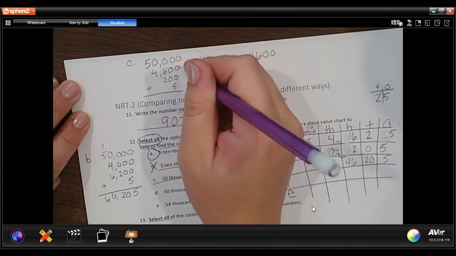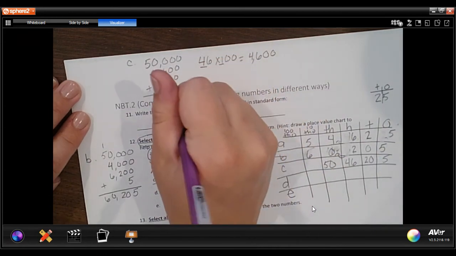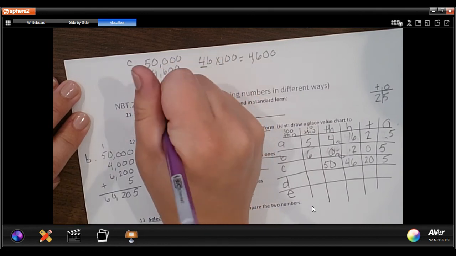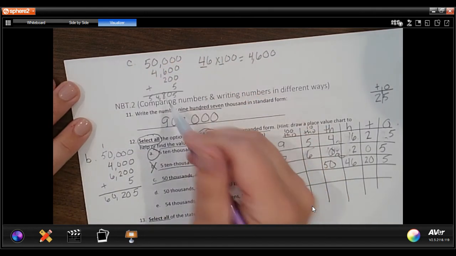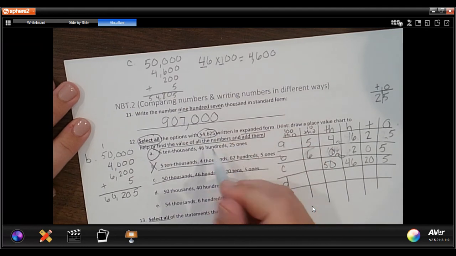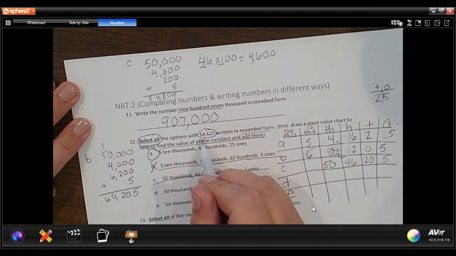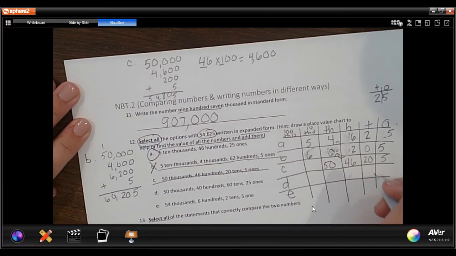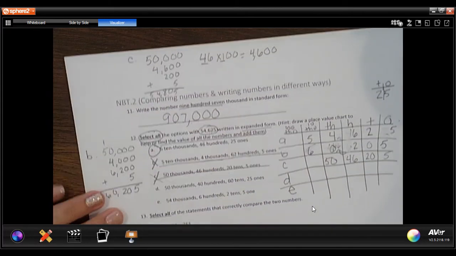Now I'm going to add 0 plus 0 plus 0 plus 5 is 5. I'm going to see if that number is the same as this. Nope, that's 54,625, and I got 54,805. So that is also not right.